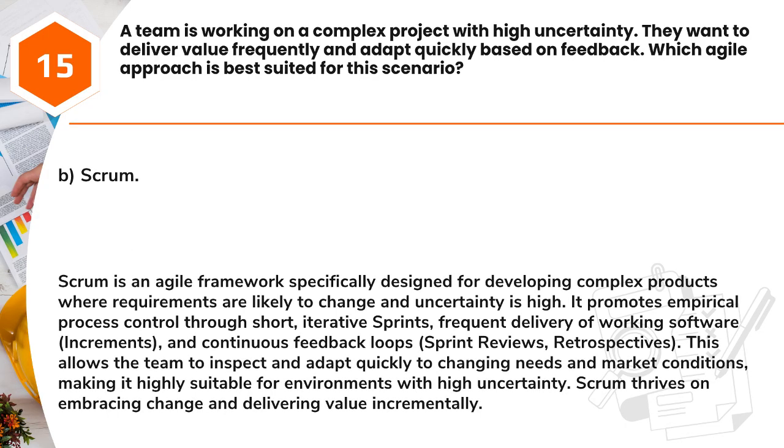Answer: B. Scrum. Scrum is an Agile framework specifically designed for developing complex products where requirements are likely to change and uncertainty is high. It promotes empirical process control through short, iterative sprints, frequent delivery of working software increments, and continuous feedback loops, sprint reviews, retrospectives. This allows the team to inspect and adapt quickly to changing needs and market conditions, making it highly suitable for environments with high uncertainty. Scrum thrives on embracing change and delivering value incrementally.